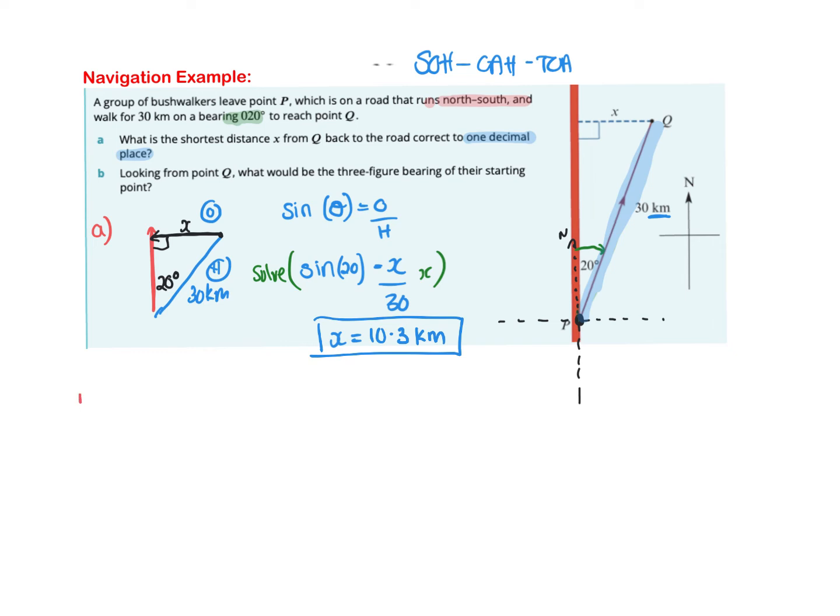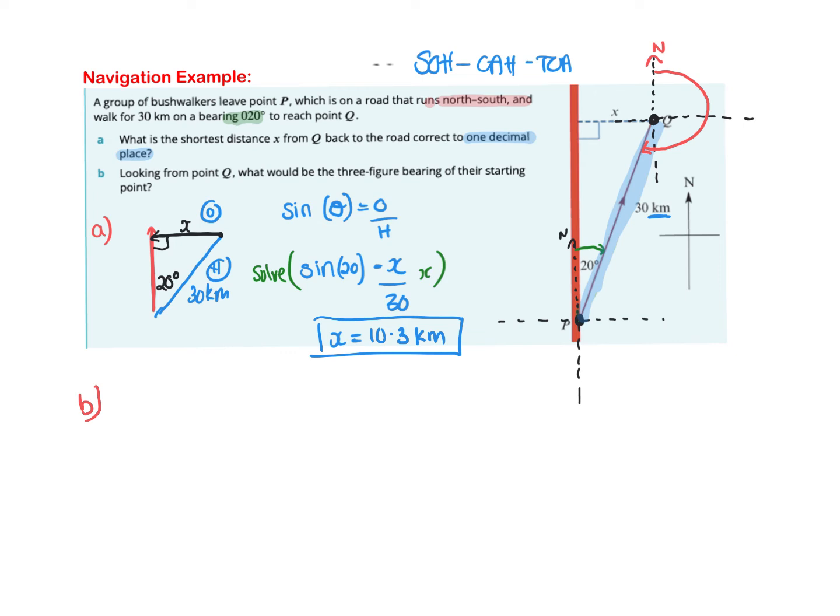Let's look at B now. Now, looking from point Q, so we're now over here at Q, what would the 3-figure bearing be of their standing point? So what you want to do is, how I said, we're over at point Q. If you draw your compass on point Q, remember if you're trying to find a true bearing, you go from north, you go all the way around to the line that we're talking about. So that would be there.